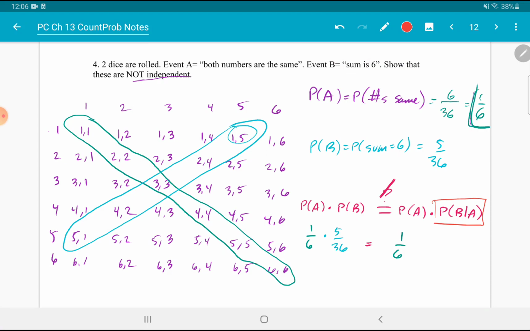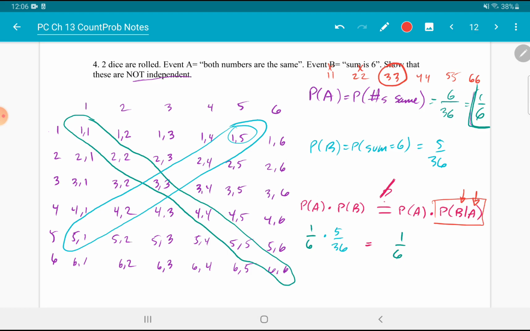So given that A occurred, A has to occur, meaning the numbers are the same, which are 1,1, 2,2, 3,3, 4,4, 5,5, and 6,6. Given that A occurred, we then need to find the probability of event B. Event B says that we have to have a sum of 6. When do we get a sum of 6? Well, 1 plus 1 gives us 2. That's not it. 2 plus 2 gives us 4. That's not it. 3 plus 3, that's the one. We want a sum of 6. Nothing else will give us a sum of 6.